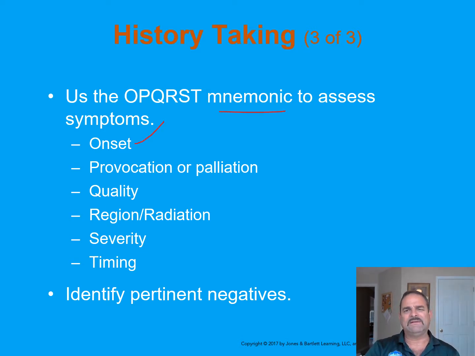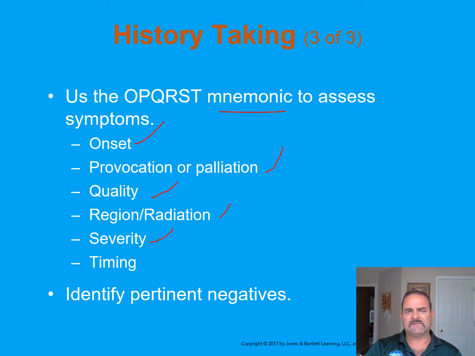Onset. When did it happen? When did it start? Provocation or palliation. Does anything make it better or worse? Quality. Let them explain to you what it feels like, okay? What the pain feels like or the shortness of breath. Let them describe it to you. Region. Where is it at and does it radiate to another area?